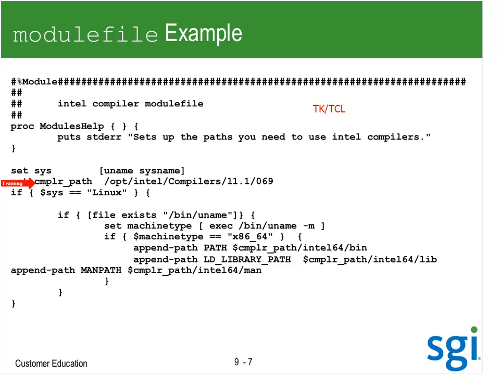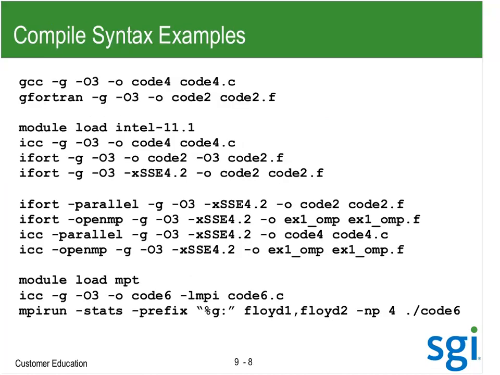I'm also setting my own variable. I'm calling a compiler path and pointing to where I want my compiler. And then I'm saying if my system is Linux and if uname exists, then I'm going to get my machine type from uname -m. And if I am in an x86 environment, then I'm going to prepend to the beginning of my path and at the beginning of my load library path this path here. Now, I'm also appending to the man path. So this is a simplistic module file example. I'll debug them tomorrow when we get into that in more detail.